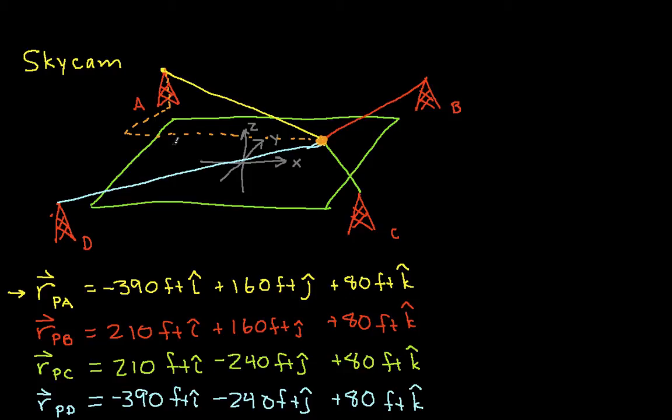And in many problems, you won't be given the relative position vectors. You'll be given, say, the position of the camera in Cartesian coordinates, and then the position of the cable towers in Cartesian coordinates, and you'll have to find the relative position vectors. But since I'm a nice guy, I decided to start with the relative position vectors.